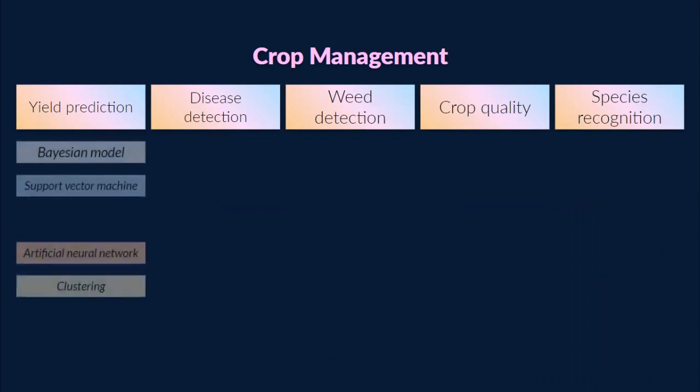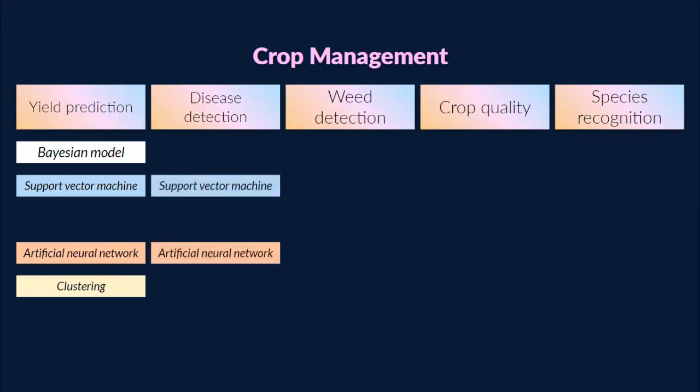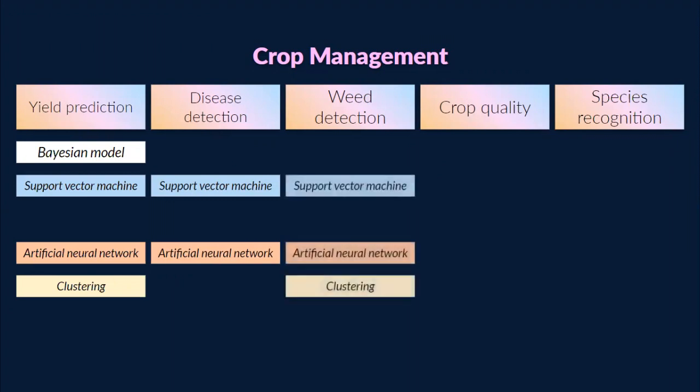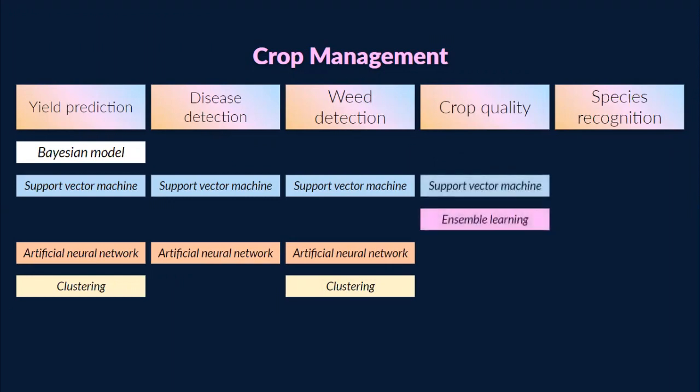In yield prediction, four types of learning models have been applied, and the main learning model is artificial neural network. Next, disease detection applied artificial neural network and support vector machine. Weed detection applies the same as disease detection and yield prediction, with the add-on of clustering. For crop quality, support vector machine and ensemble learning have been applied. And last, artificial neural network has been applied in species recognition.